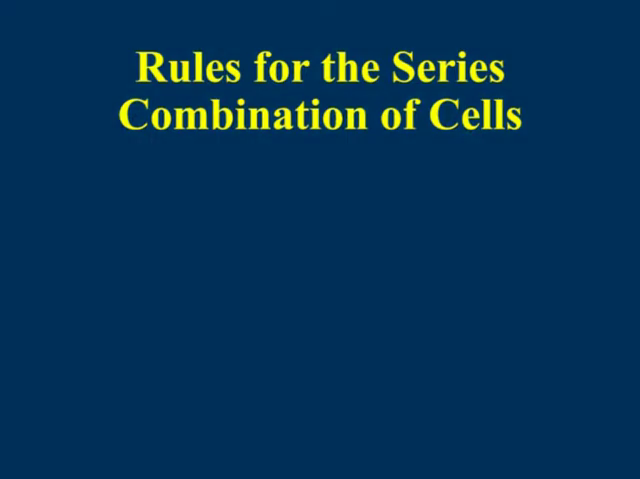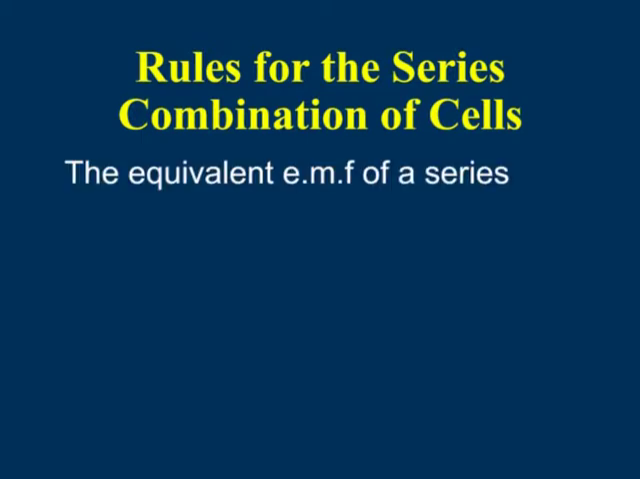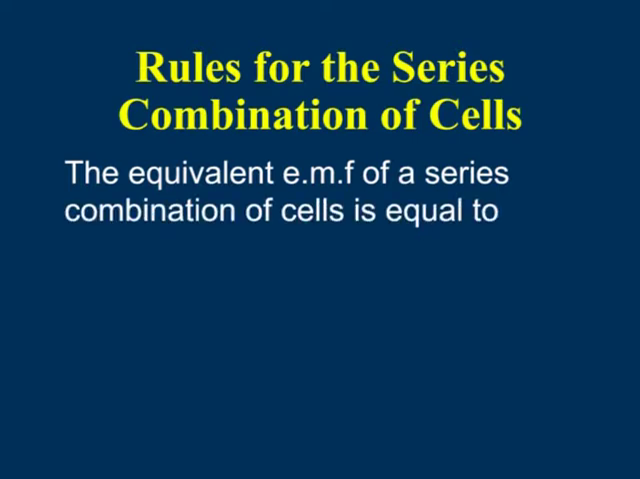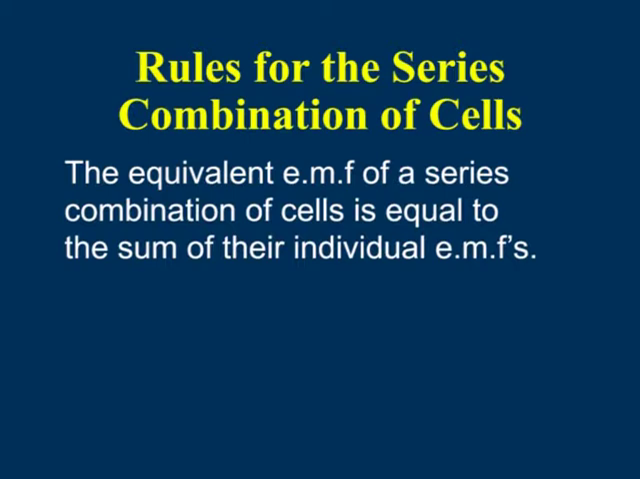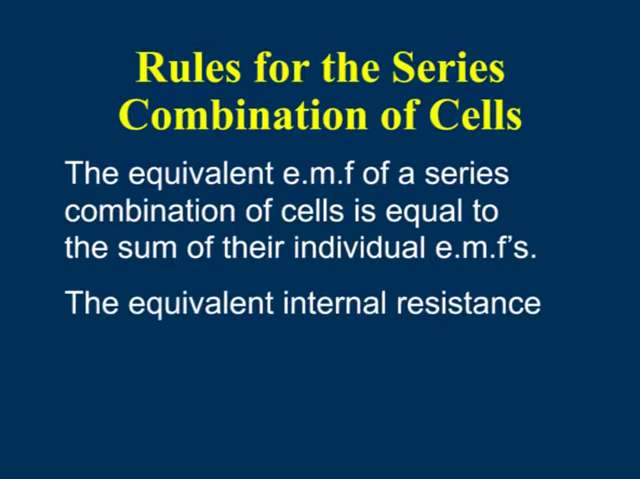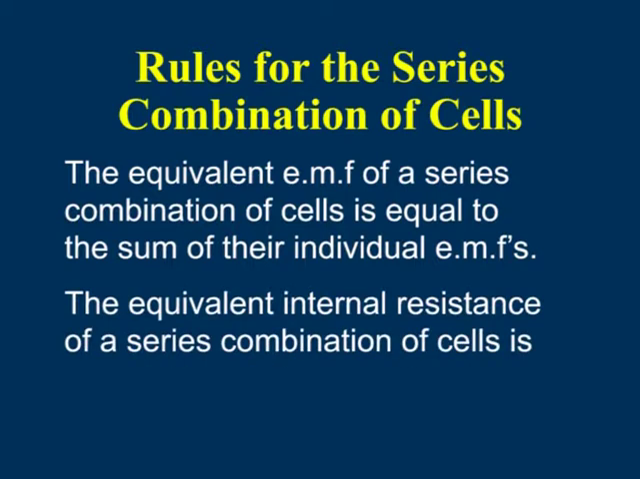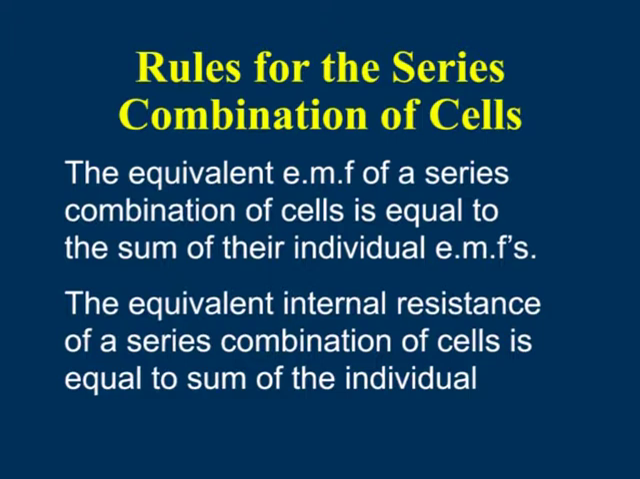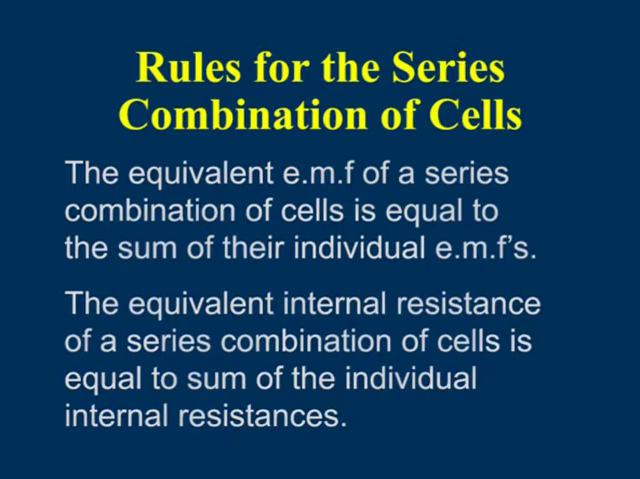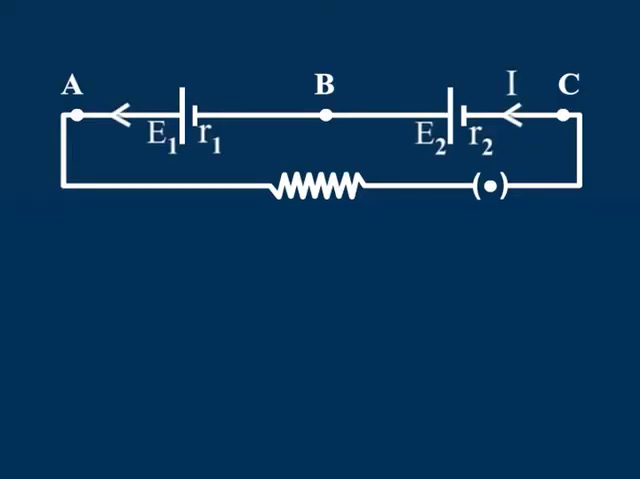So, the main rules for the series combination of cells are: number 1, the equivalent EMF of a series combination of cells is equal to the sum of their individual EMFs. And secondly, the equivalent internal resistance of a series combination of cells is equal to sum of the individual internal resistances.